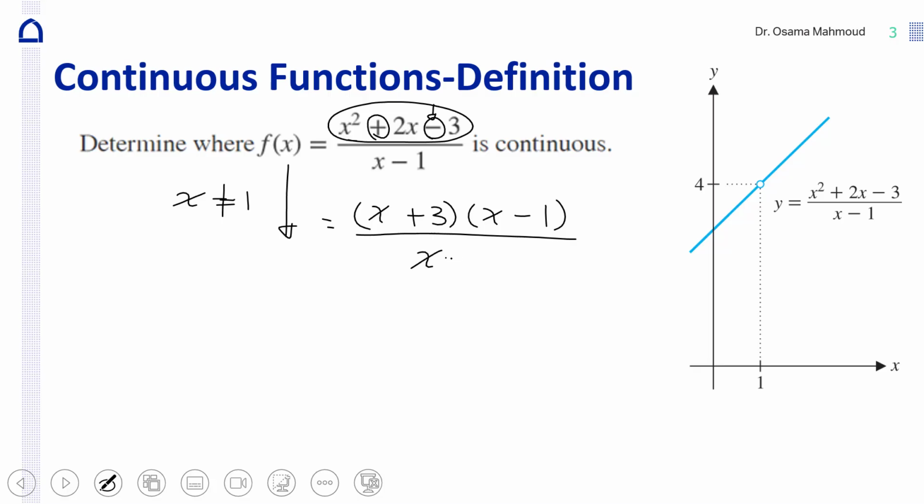And here you have x minus 1. Now you can cancel this one with this one, and you end up with x plus 3. So f(x) is only x plus 3 when we avoid x equal to 1. This is why when you graph this one, we have it as a line. But as we said, we exclude x equal to 1.